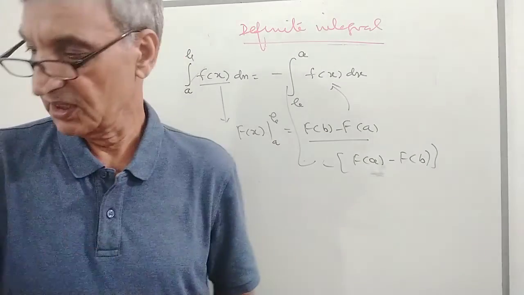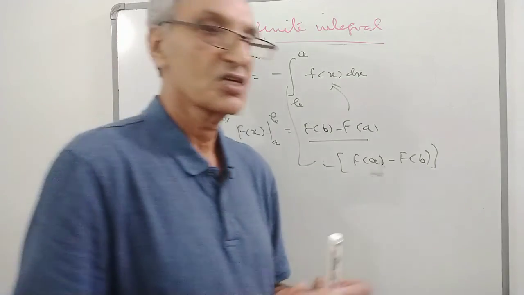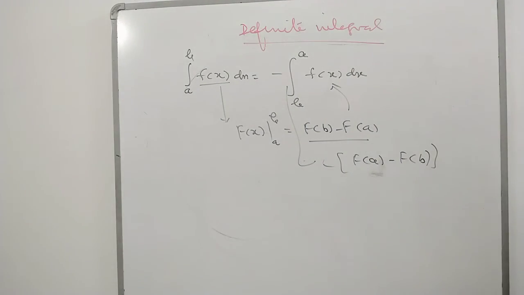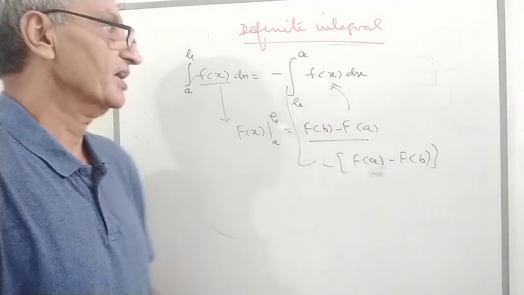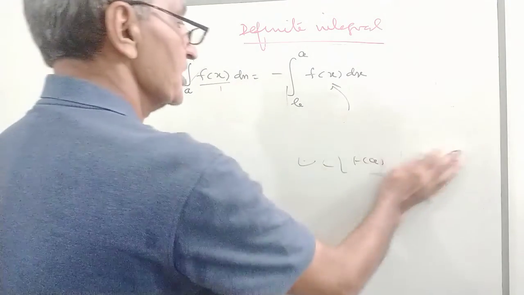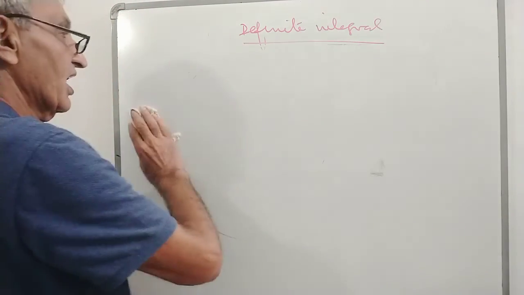So the first property is that with the change of the limits from a to b and b to a, this amounts to a change in the sign of the integral. The sign of the value changes.